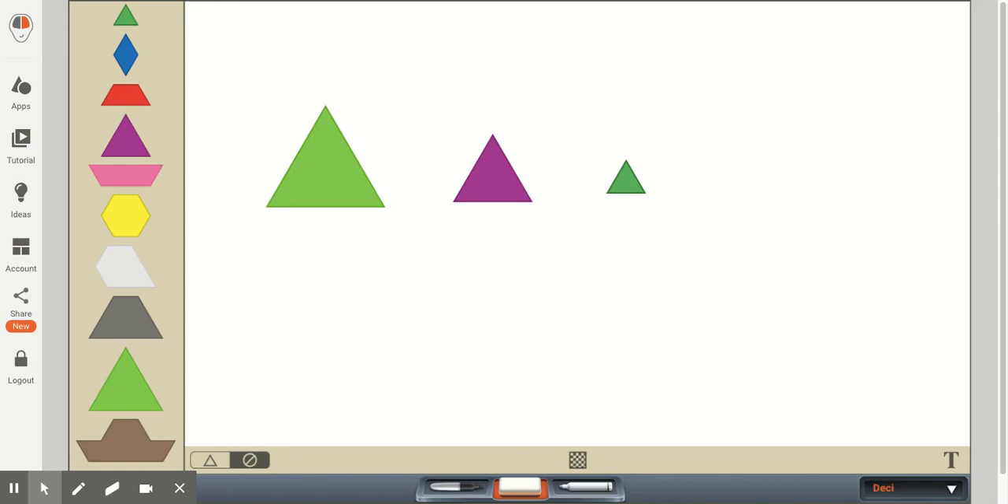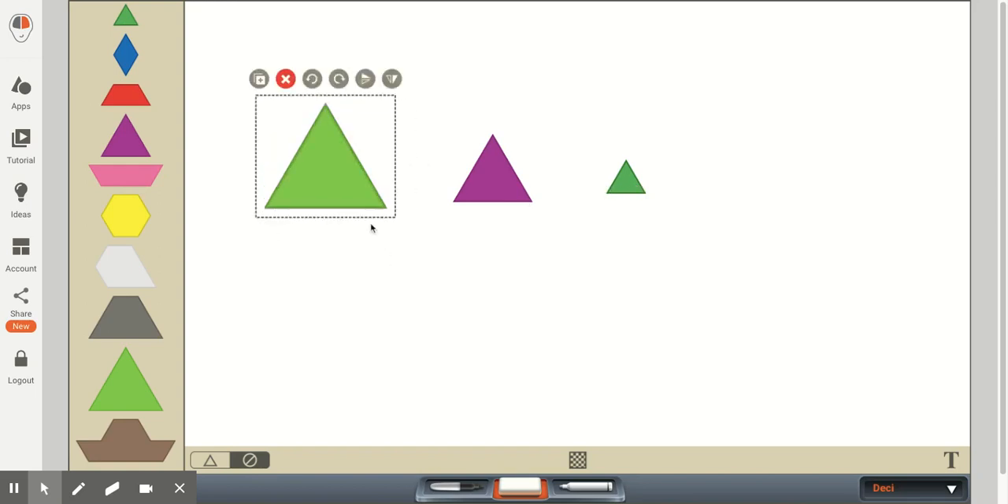Now, non-defining attributes would be attributes that aren't a requirement of that shape. So for instance, this is a light green triangle. This is a purple triangle. This is a dark green triangle, but the color doesn't matter. These are all still triangles. Also, the size doesn't matter. Once again, they're all triangles.